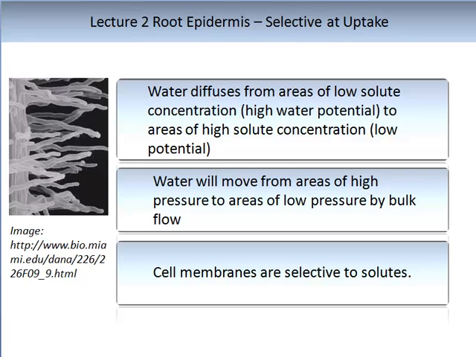Water will move from areas of high pressure to areas of low pressure by a process known as bulk flow. And finally, as discussed in the previous slides, cell membranes are selective to solutes. So, solute concentration, the pressure of the cell and the area, and the selective permeable membranes are what enables selective uptake at the root hair epidermis.